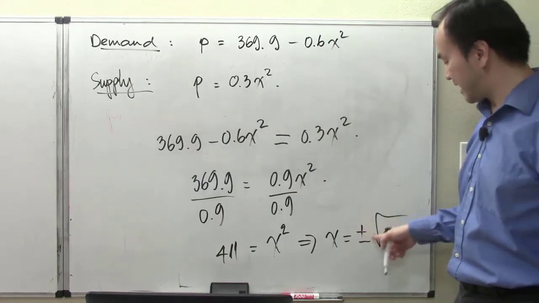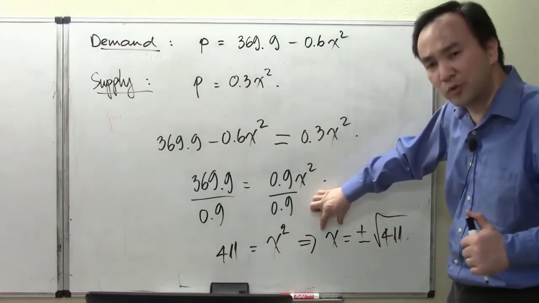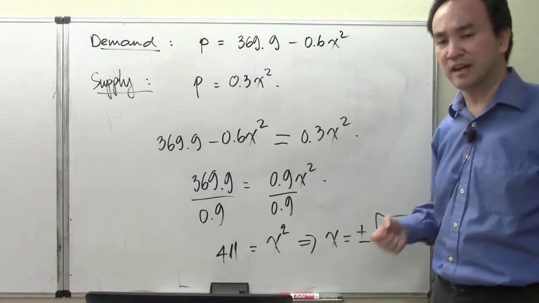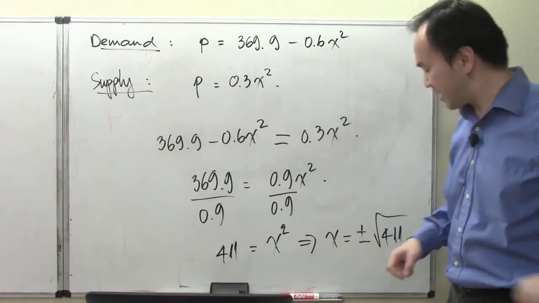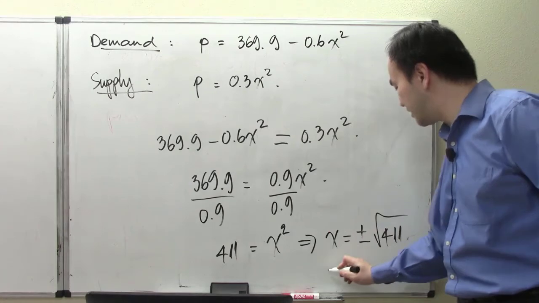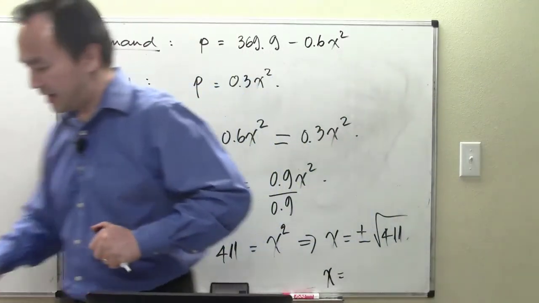But think about that. At the end, we're going to have to take away the negative, because the x variable here means the quantity in our actual business application. So we can't have a negative quantity. That's why our final answer here is just the positive square root of 411.